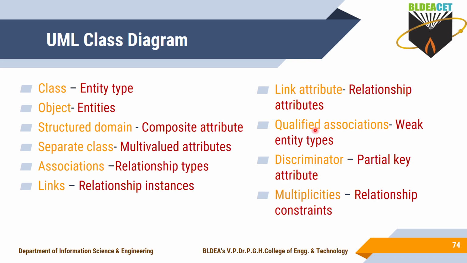And weak entity types as qualified association. So in UML you use the term qualified association for the weak entity type. And for weak entity types you have the partial key attribute, and those attributes you call a discriminator in UML class. And relationship constraints, if you are specifying the constraints, that you call multiplicities. Okay, so these are some of the similarities I explained, the terms you use in the UML class diagram.